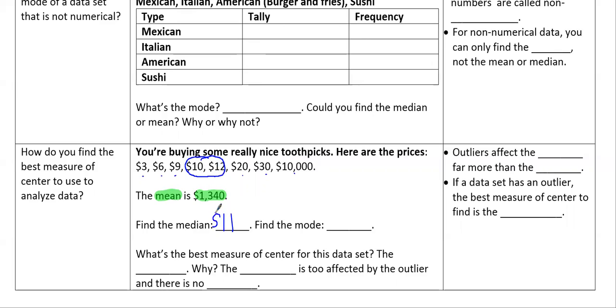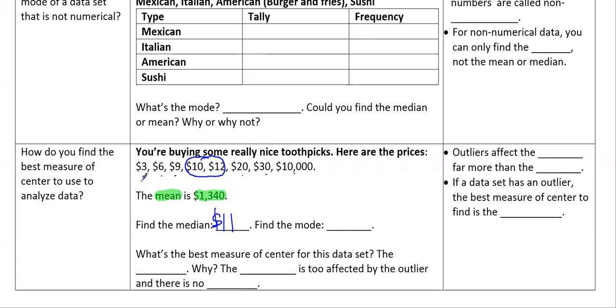Now, let me just ask you this. Compared to the mean, okay, the median is $11. Is that a pretty decent description of these data? I'd say so. It's definitely better than $1,340. That is way too much. Most of our data, 7 out of 8 values, are way smaller than $1,340. But $11? Yeah, most of our data is pretty close to 11 bucks.